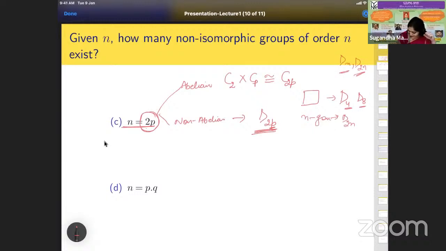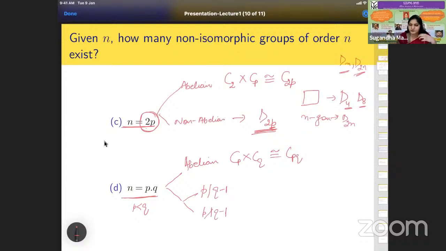And if you move on to the next case, n equals pq, this has two possibilities. Again, let's look at abelian first. Abelian is going to be C_p cross C_q, which is isomorphic to C_{pq} because p and q are distinct primes. In fact, we can always assume that one is less than the other, right? So in this case, you have two possibilities: either p divides q minus 1 or p does not divide q minus 1. In case p does not divide q minus 1, there will be no non-abelian group. This will simply be C_{pq} only.